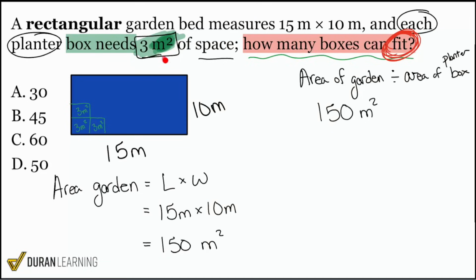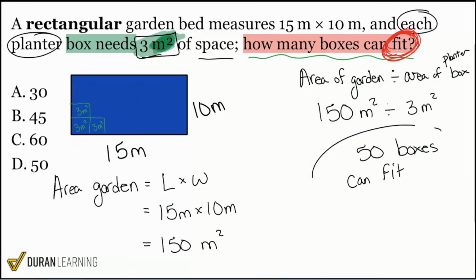Area is square units. So the planter box measurement that they gave us is already in area form, square meters. So with that, we're good to go. 150 square meters divided by 3 square meters, that's going to end up being 50. 50 boxes can fit. And there we are. Snap, crackle, pop, we're good. Answer choice is D.